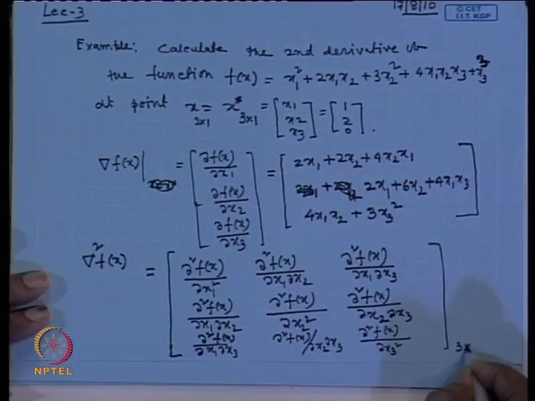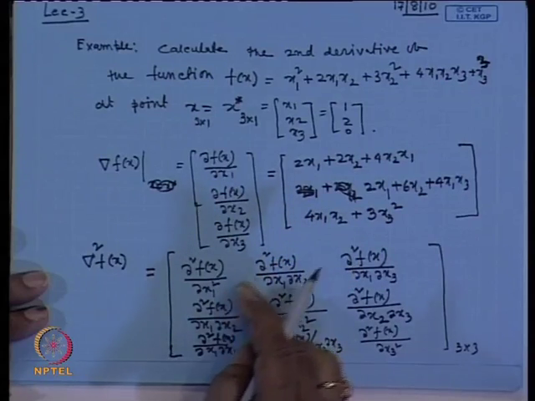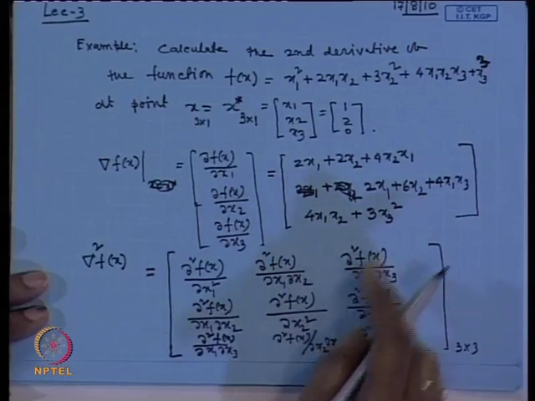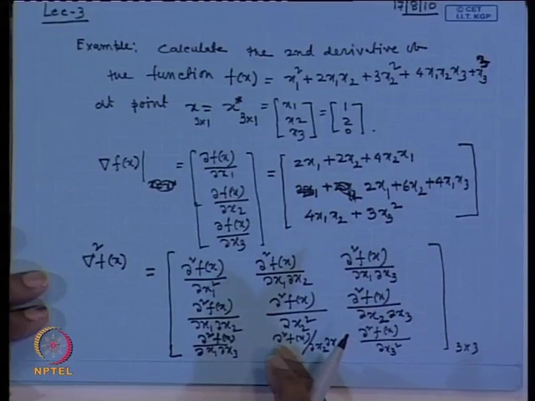So, this is a 3 by 3 matrix and this is a symmetric matrix, because the A 1 2 position equals A 2 1, A 1 3 position equals A 3 1, and A 2 3 position equals A 3 2.